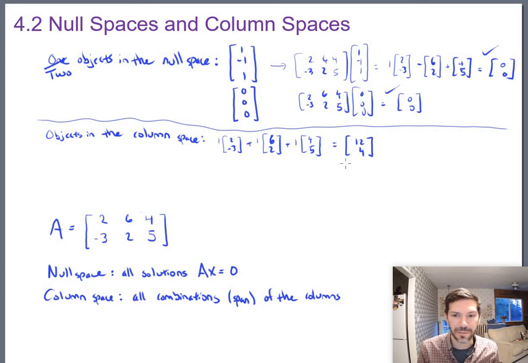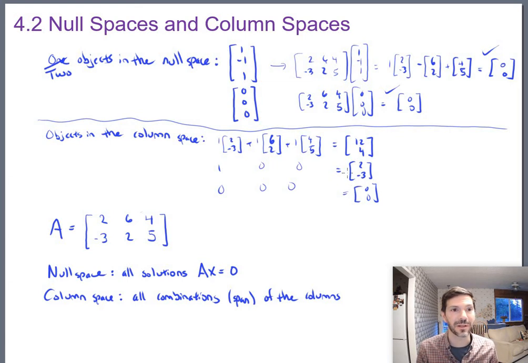Other objects in the column space, if I did 1, 0, 0, I'm not going to rewrite these, but that would give me (2, -3). Each of the individual columns is in the column space by picking some 1s and 0s. If you picked all 3 to be 0, (0, 0) is another member of the column space, which it has to be, right? If the column space is going to be a vector space, the 0 vector has to be there.